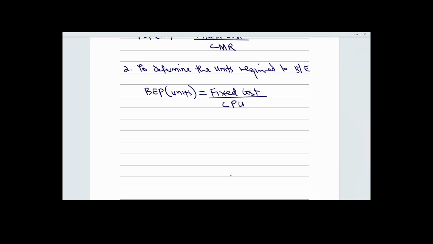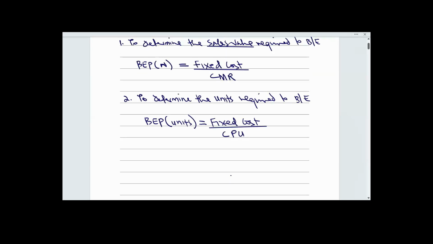Anytime you are referring to break-even point in naira, your denominator must be CMR. When you are referring to break-even point in units, your denominator must be CPU, contribution per unit. Let me put it down because somebody will still ask me what is CPU. Let me finish the 4 items before I define CPU, CMR.